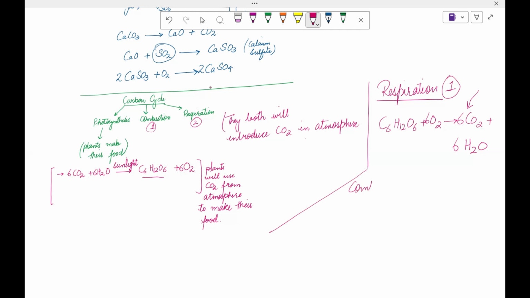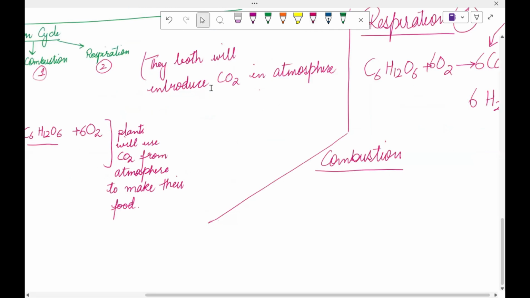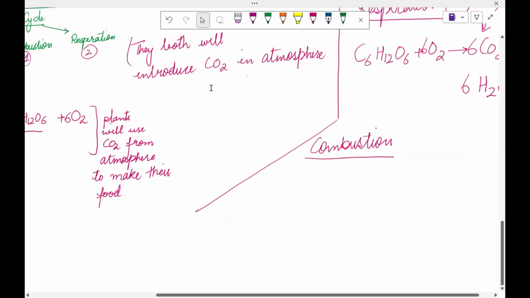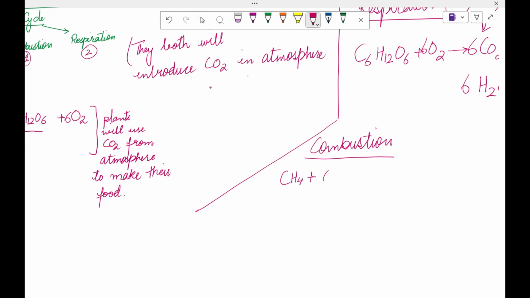The second process is combustion. If I look at the combustion process, like if there is methane gas, methane is CH4, the gas which we actually use for cooking. When it burns, it produces carbon dioxide and water. Okay? So let's balance it. It will become two. Yes, now it's balanced, we have to put two here as well. So this is the combustion process.